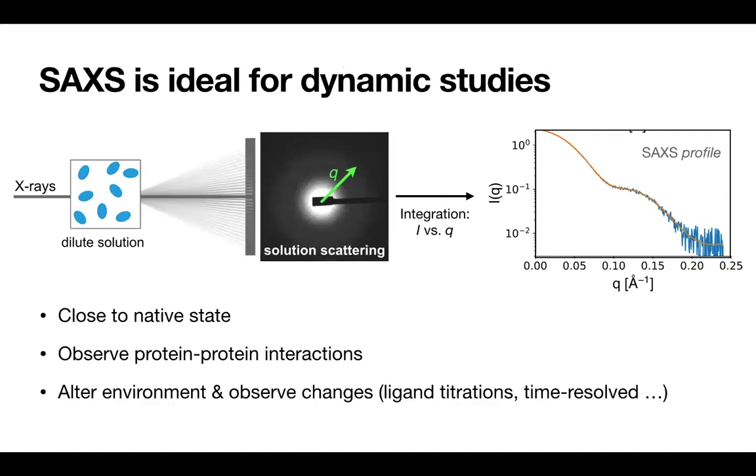As I mentioned, SAXS is really ideal for dynamic studies. What we do is we take this solution scattering pattern and we integrate at values of constant Q. Q here is the momentum transfer, and it's roughly proportional to the scattering angle. And when you do that, you get a one-dimensional scattering profile as shown on the right: intensity versus Q. And the great thing about SAXS is that because you're in solution, you can be close to the native state of the protein. You can observe protein-protein interactions. You can very easily alter the environment of the protein and observe how structure changes. So you can do things like ligand titrations and time-resolved experiments.